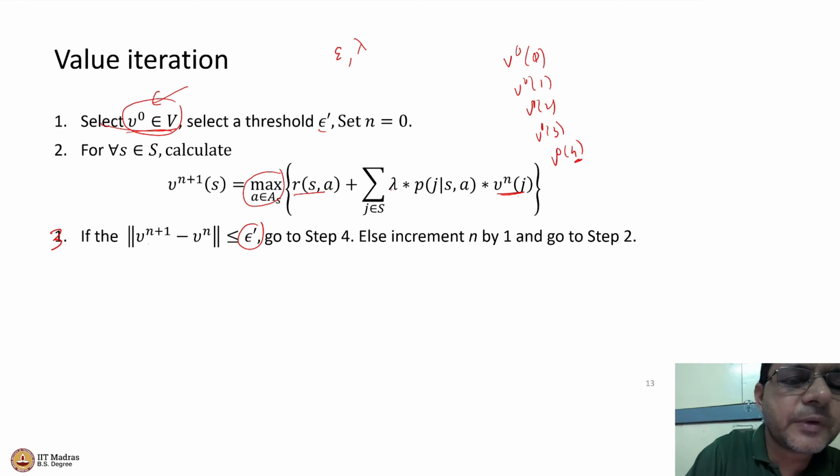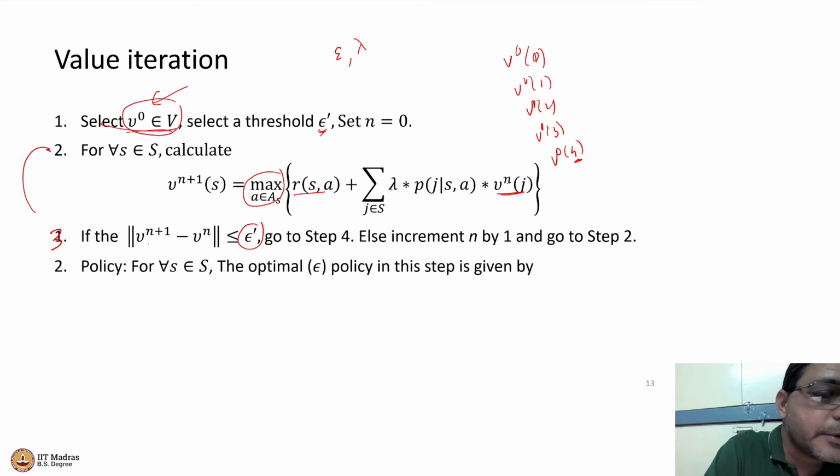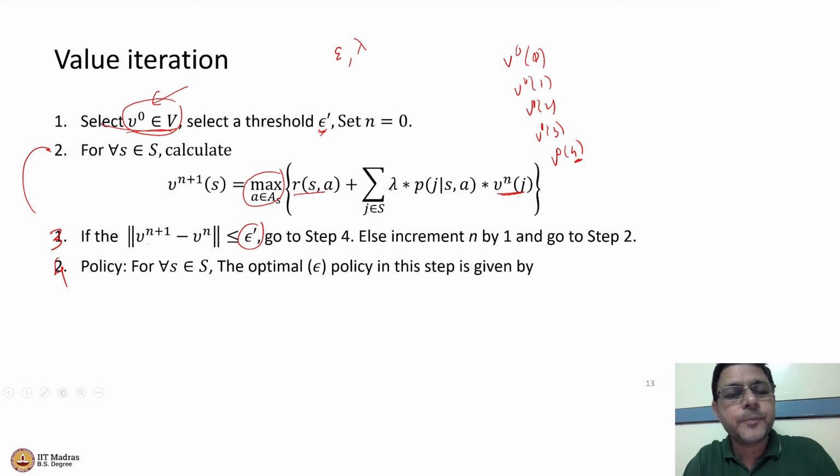So if this Vn plus 1 and Vn are very close and they are less than this epsilon prime, the threshold that I have set, then we are done. Actually, we can stop the value iteration and we can go to step 4. Otherwise, we have to increment n by n plus 1 and go to step number 2, which is to calculate that again. We will calculate Vn plus 2, use Vn plus 1 here and keep doing that. What happens if we go to the stopping criteria? This should be 4 because that was step number 4.